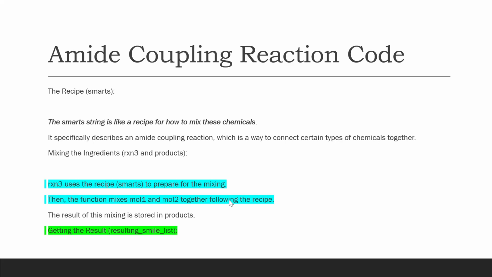It specifically describes an amide coupling reaction, which is a way to connect certain types of chemicals together, mixing the ingredients, reactants and products. RxN3, that is the reaction 3, uses the recipe SMARTS to prepare for the mixing. That is, how do we add in both the molecules that are being passed. Then the function mixes molecule 1 and 2 together following the recipe, and finally we give the resulting SMILES and visualize it accordingly.